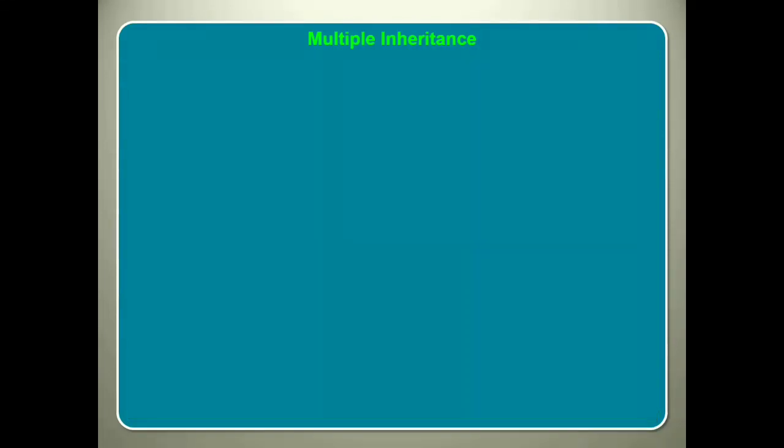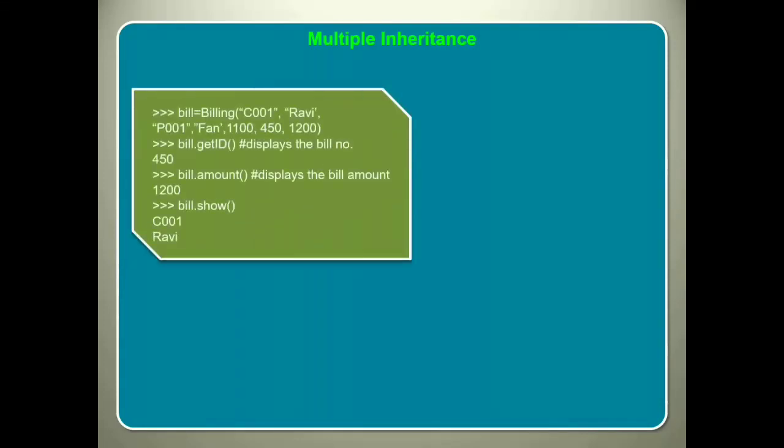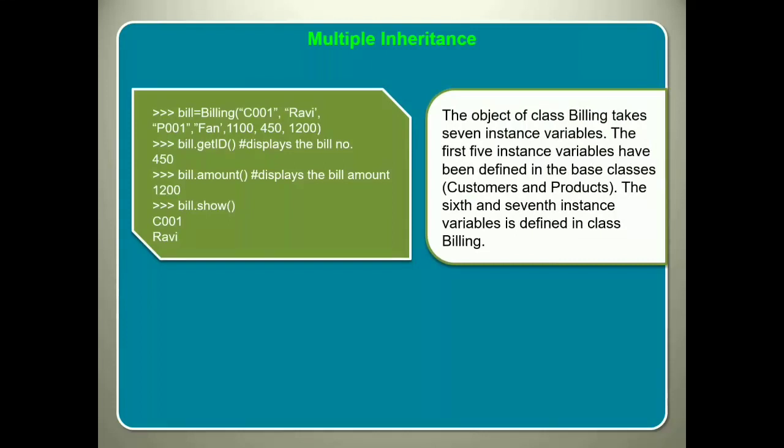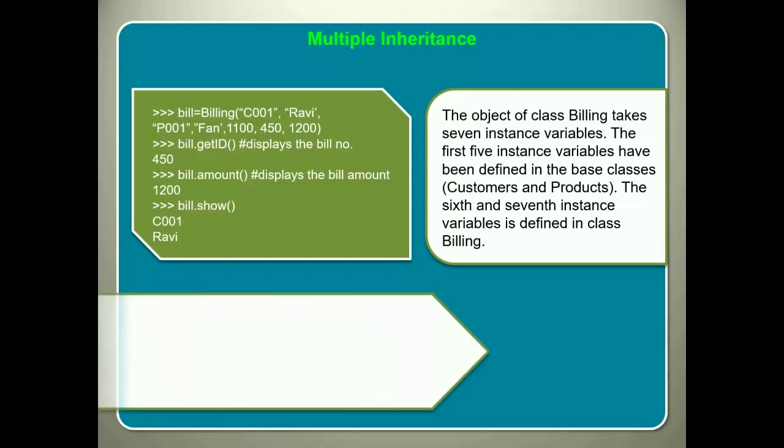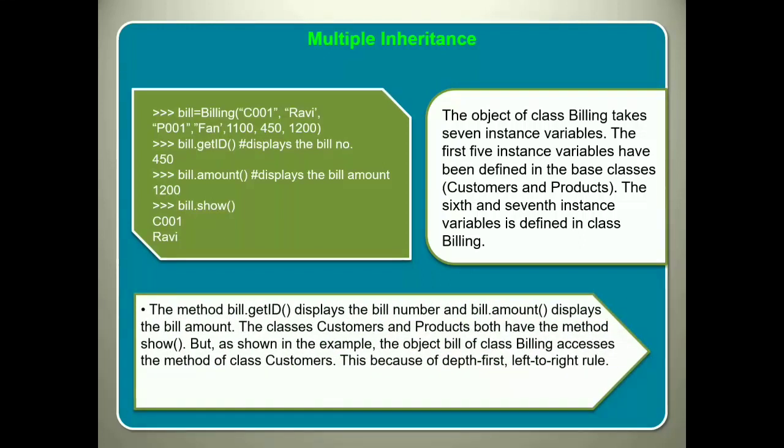Have a look at the example on your screen. In this example, the object of class billing takes 7 instance variables. The first 5 instance variables have been defined in the base classes, customers and products. The 6th and 7th instance variables are defined in class billing. The method bill.getID displays the bill number, and the method bill.getAmount displays the bill amount.